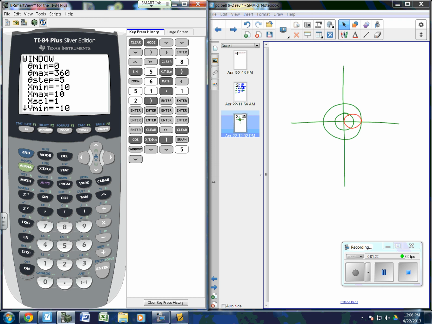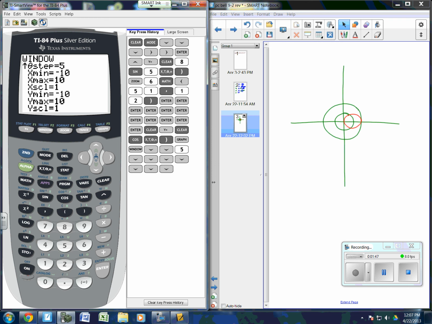Then x min is the same as on the rectangular coordinates. It just means it's going to go 10 units to the left. X max is 10 units to the right. X scale means it's going to put a dash at every 1 unit so you can see your radius. And then if you keep going down here, you have a Y min, a Y max, and a Y scale. Same thing, okay? So, Dylan, did you have a question?